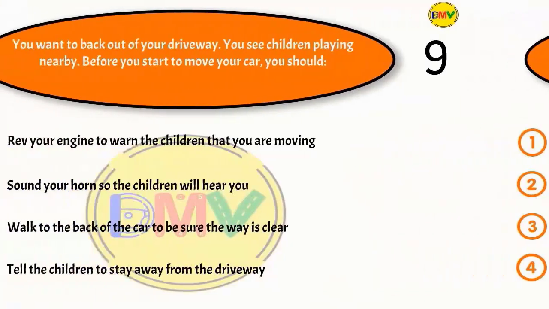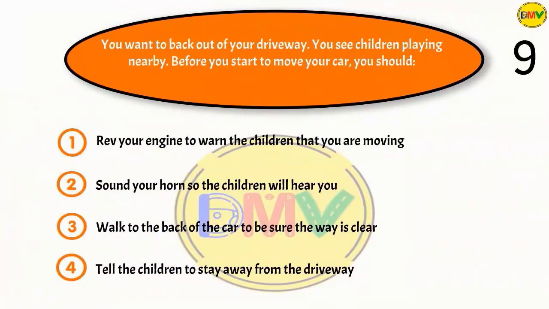The question 9. You want to back out of your driveway. You see children playing nearby. Before you start to move your car, you should: 1. Rev your engine to warn the children that you are moving. 2. Sound your horn so the children will hear you. 3. Walk to the back of the car to be sure the way is clear. 4. Tell the children to stay away from the driveway.